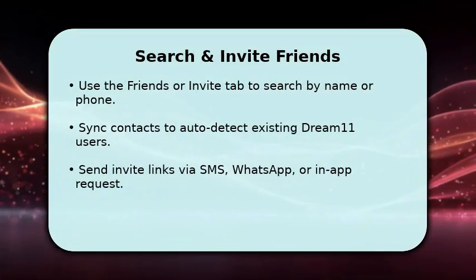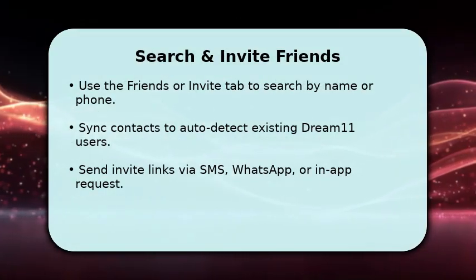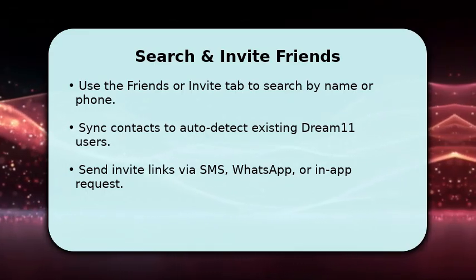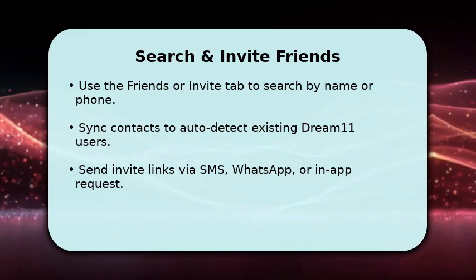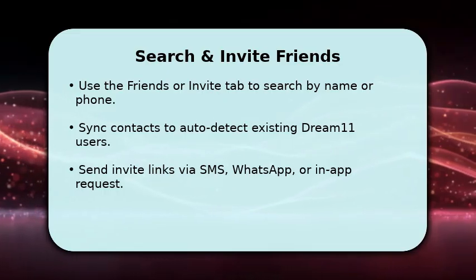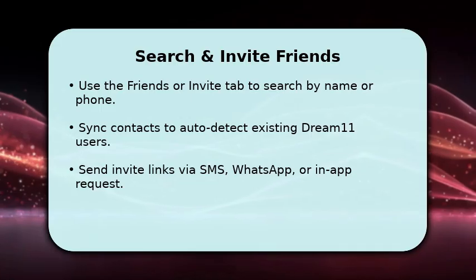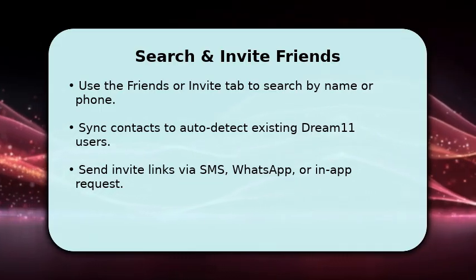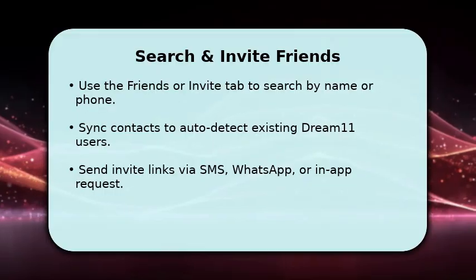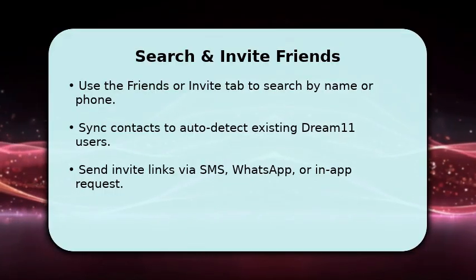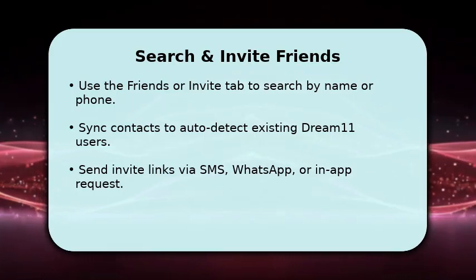You now actively look up people. Tap Friends, then search. Type a name or paste a phone number to pinpoint someone quickly. If you sync contacts earlier, check the suggested list. Dream11 will flag matches from your address book. To connect, send an in-app request or share the invite link through WhatsApp or SMS so they can join your contests. Make sure to check mutual confirmation. Invitations require the other player to accept before they appear in your friend list.